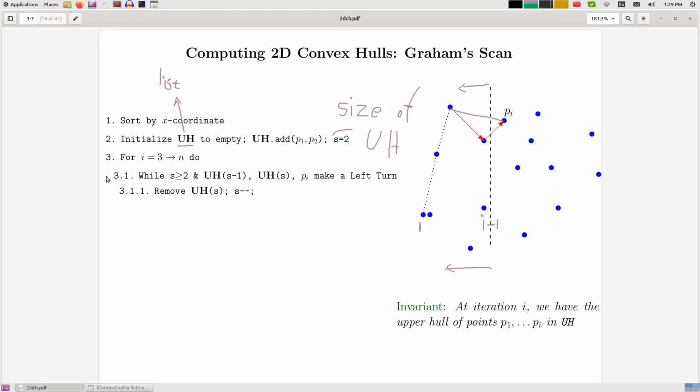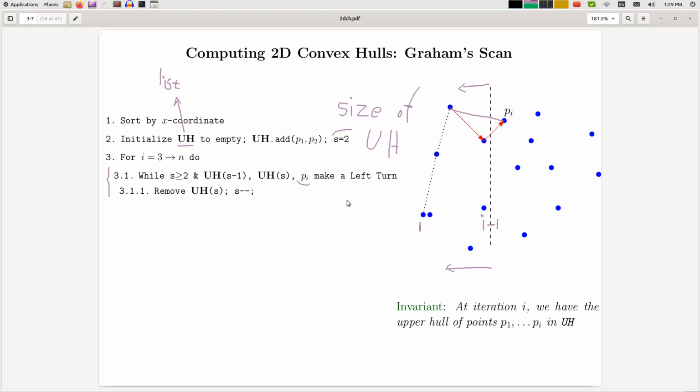And this while loop tries to do that. How do we know when a point does not belong to the upper hull? It's actually quite simple. We just need to look at the 3 last elements of the list in the following sense. So we have the point pi, so that's the point I'm adding.